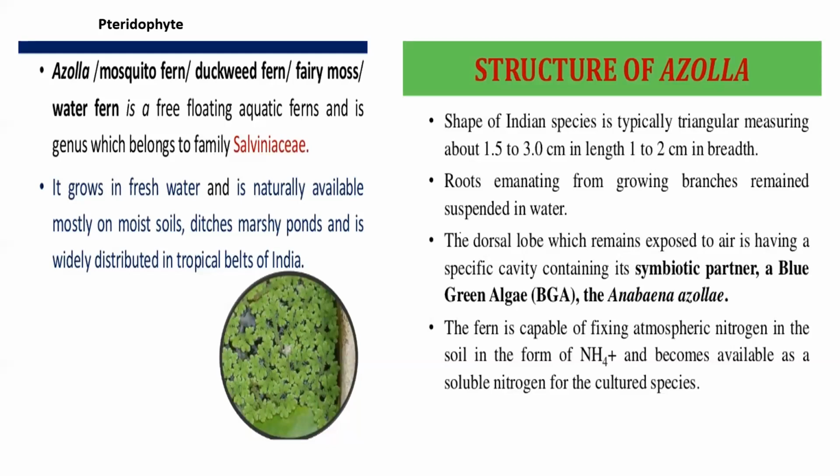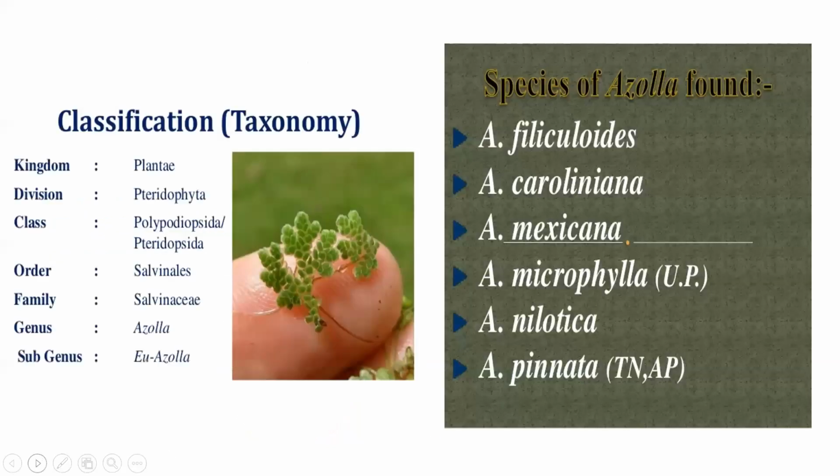That means it is easily taken up, and immediately it gets directly incorporated as amino acid. So it is a soluble nitrogen. That is one important benefit of using azolla. So the classification is pteridophyte, order Salviniales, family Salviniaceae, and you have a few species which are common.